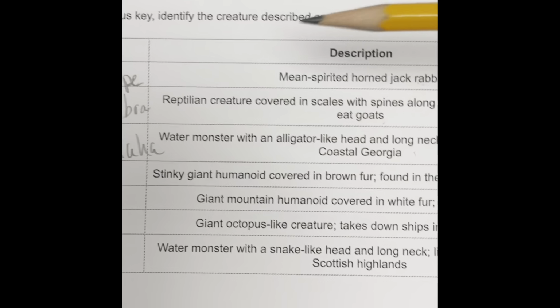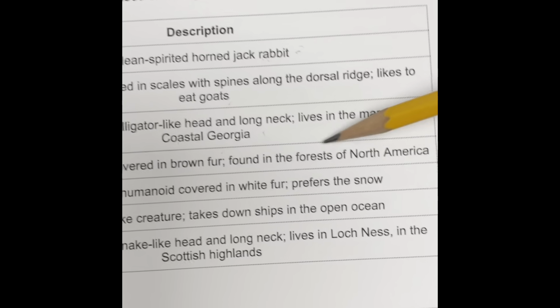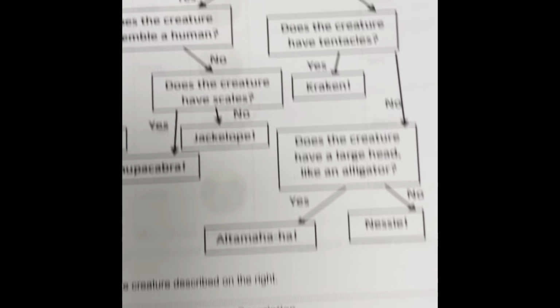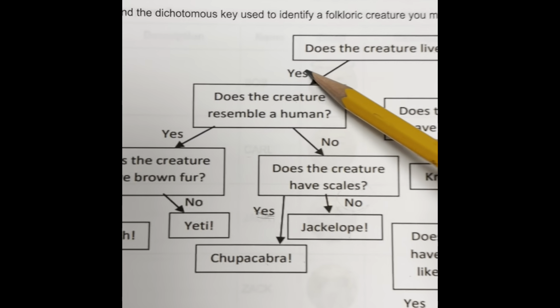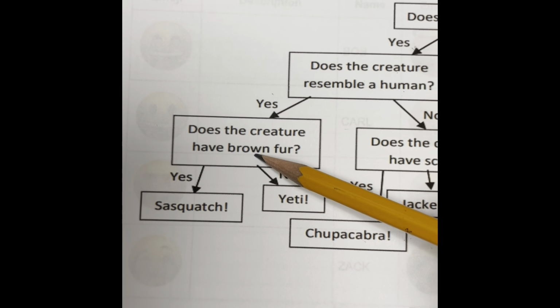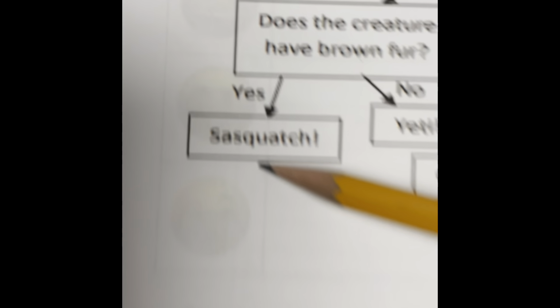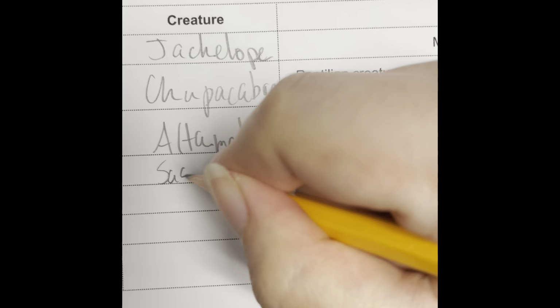Okay. Next is a stinky giant humanoid covered in brown fur found in the forests of North America. So we start back at the beginning. Does it live on land? Yes. Does it resemble a human? Yes. Does it have brown fur? Yes. We are describing the Sasquatch. So we will write that down.